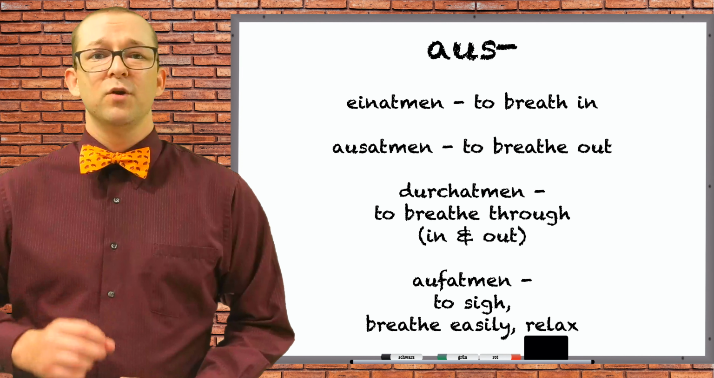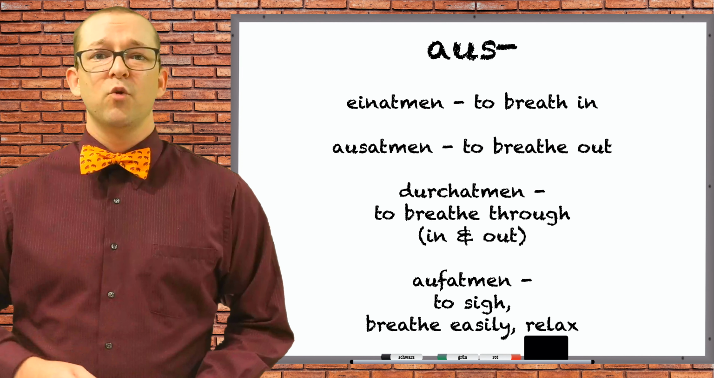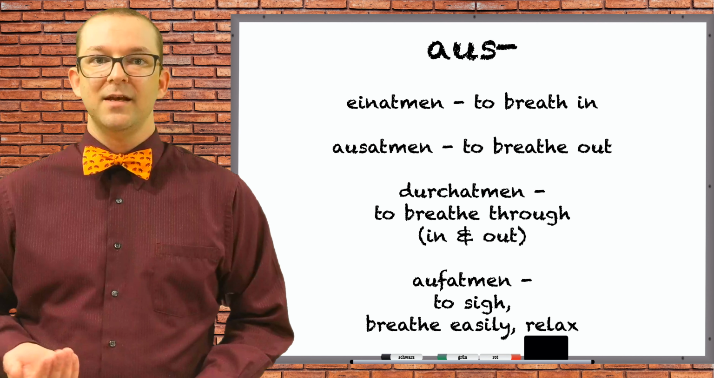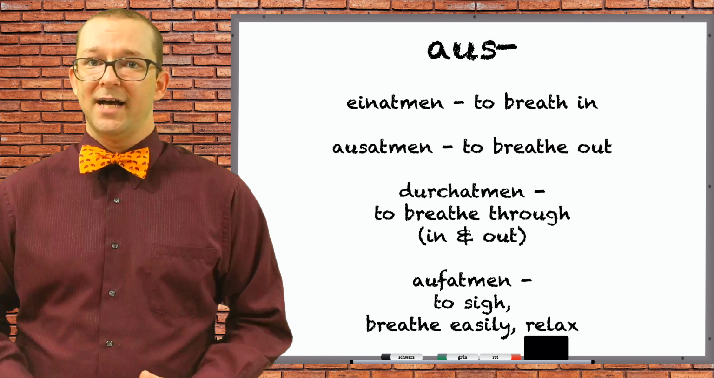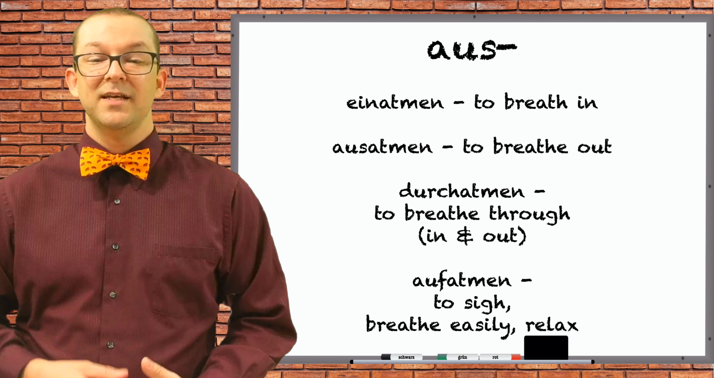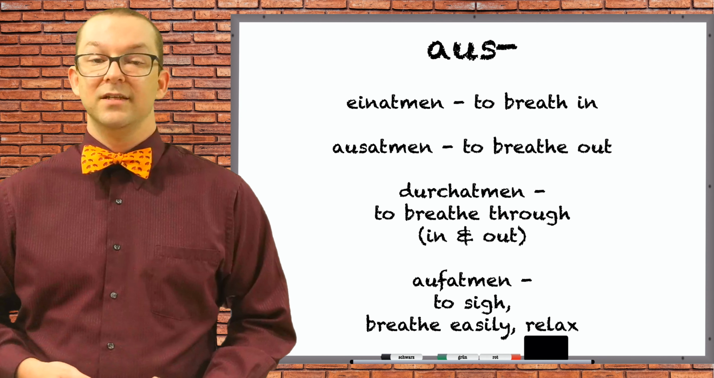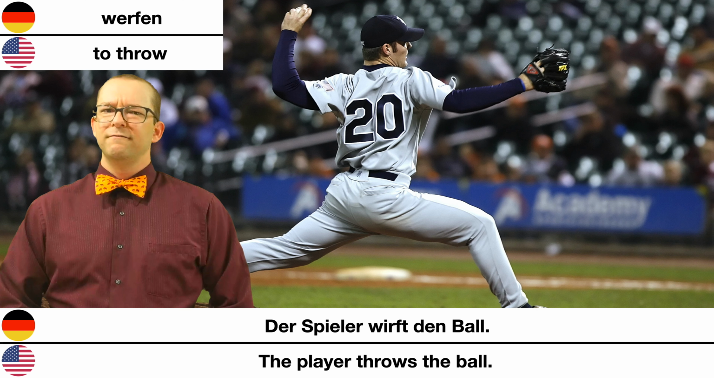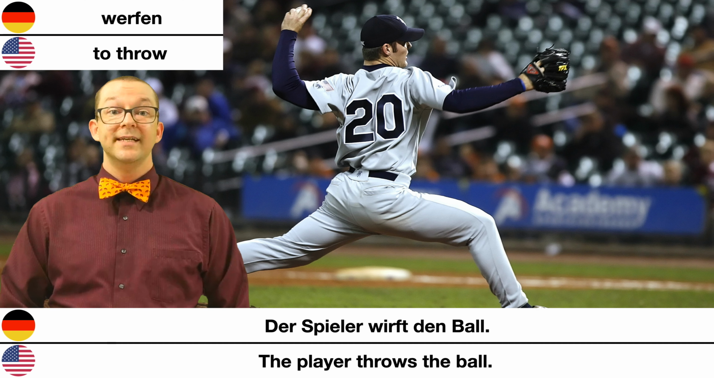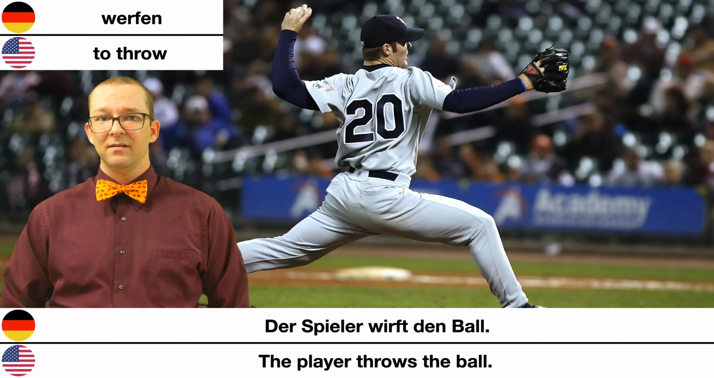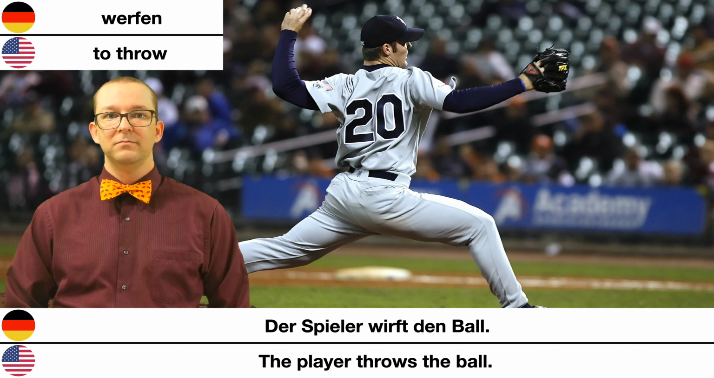By the way, this verb works with several prefixes, as you can breathe in, einatmen, you can breathe out, ausatmen, and you can even do them both, durchatmen. Also, aufatmen is to sigh or breathe easily or relax. Werfen, to throw. Der Spieler wirft den Ball. The player throws the ball.